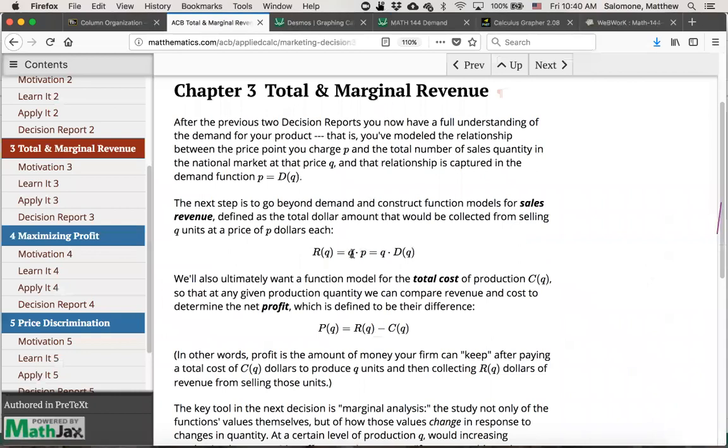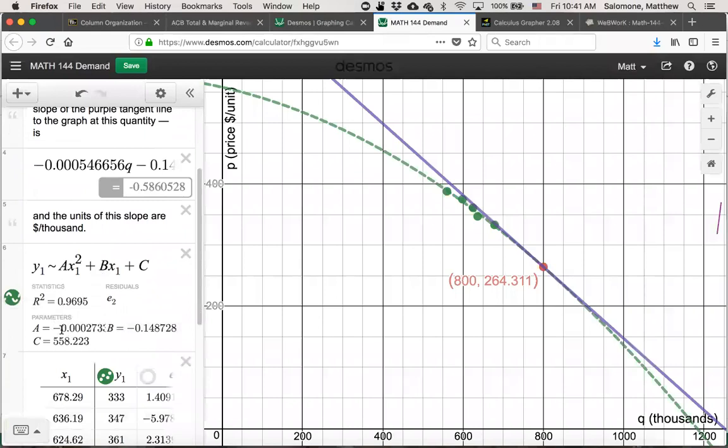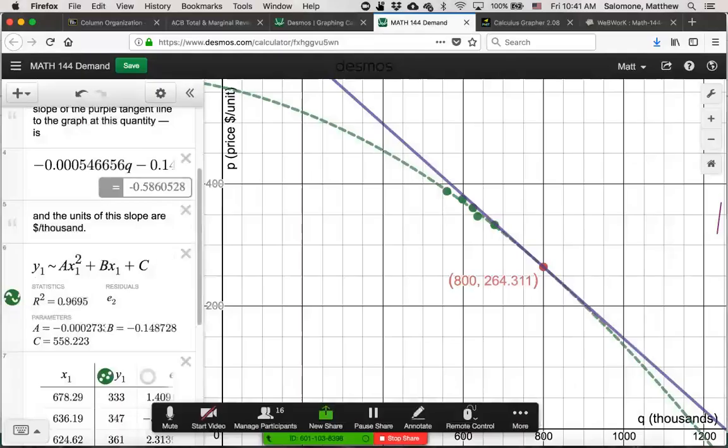Quantity is our independent variable. It's Q. But price, meanwhile, is the output value in the demand function. So our revenue function can be gotten by multiplying our demand function D of Q by another power of Q. And so at the level of the algebra, if I want my revenue function, I should be taking my demand function and multiplying it by Q. I'm actually just going to write it down.